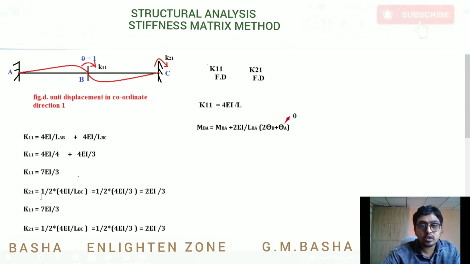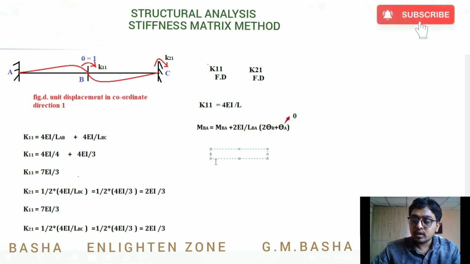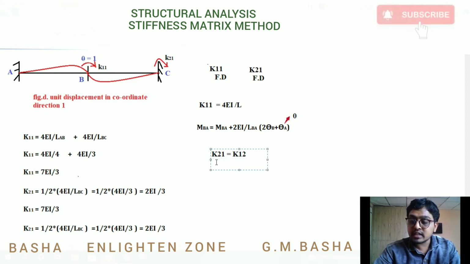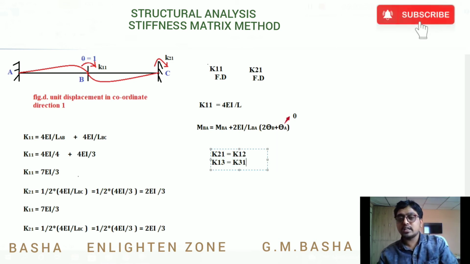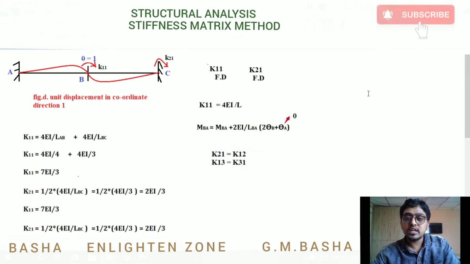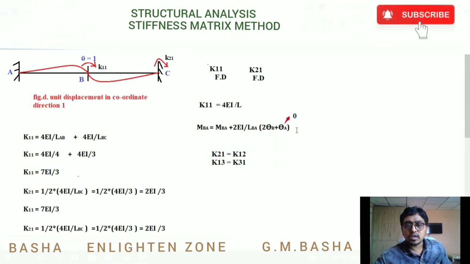If you simplify this, you will get k21 equal to 2EI by 3. Whatever value is obtained, k21 will be equal to k12. For example, in a 3 by 3 matrix, k13 will be equal to k31. You need not solve that; you can take it directly. Then we move to the second one. You may have a doubt about why we carry half of the moment. I will explain that also.